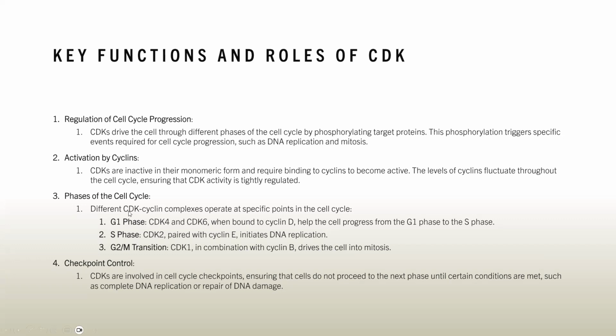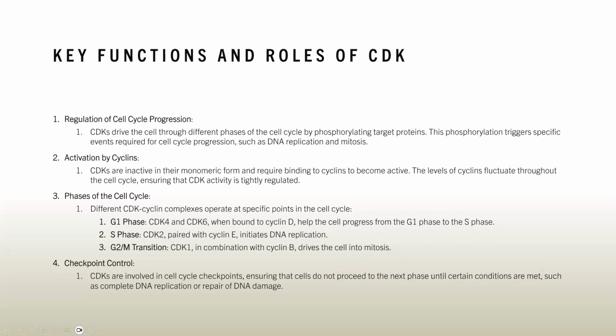Phases of cell cycle and CDK. Different CDK-cyclin complexes operate at specific points in the cell cycle. G1 phase: CDK4 and CDK6, when bound to cyclin D, help the cell progress from G1 phase to the S phase. S phase: CDK2 paired with cyclin E initiates DNA replication. And G2 and M transition: CDK1 in combination with cyclin B drives the cell into mitosis.